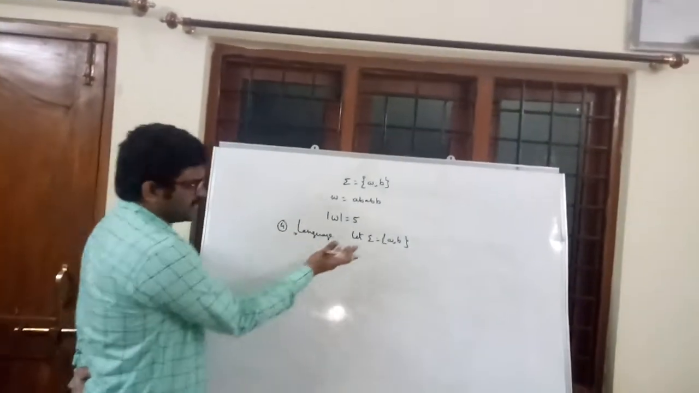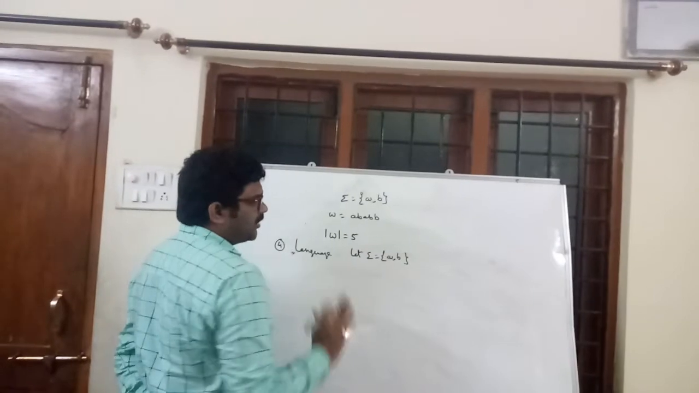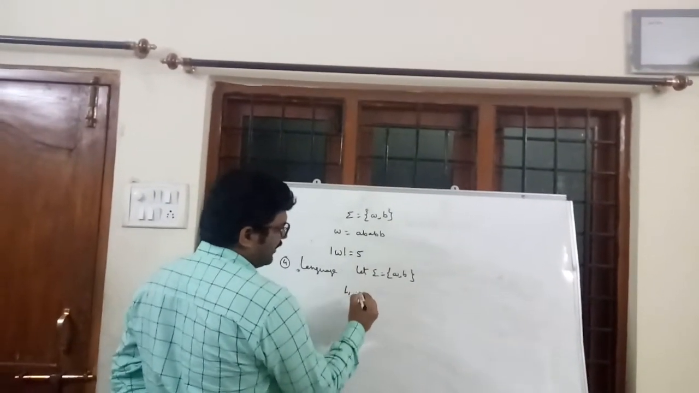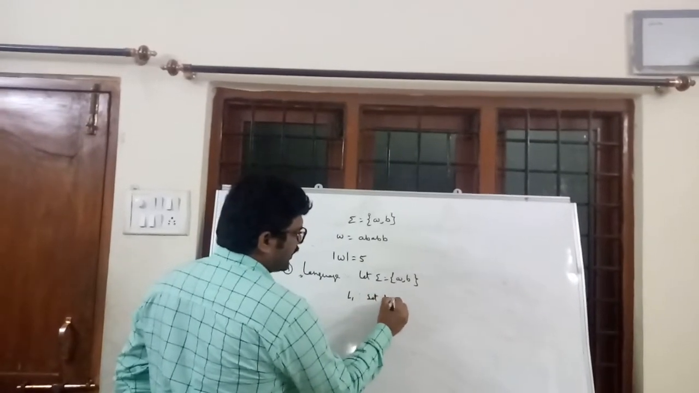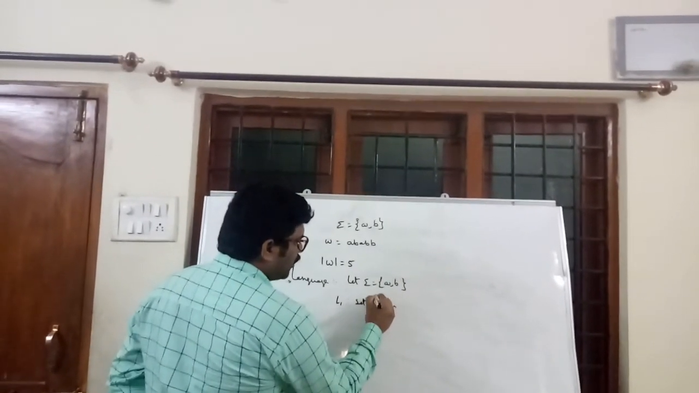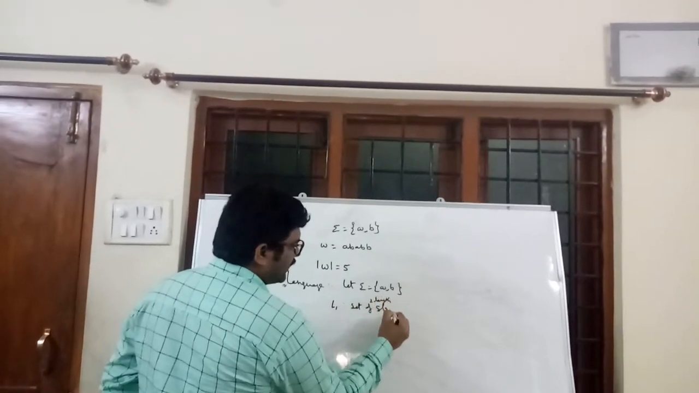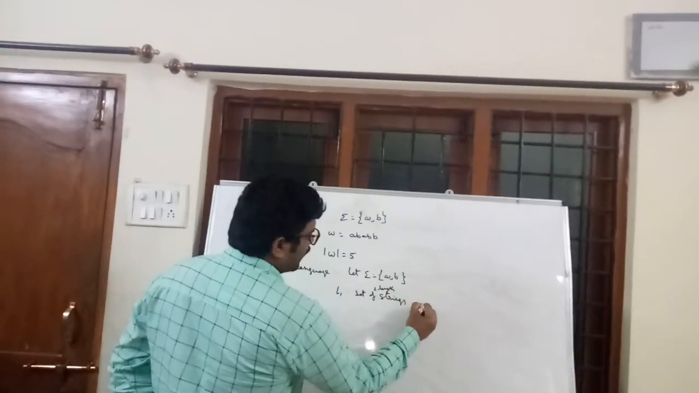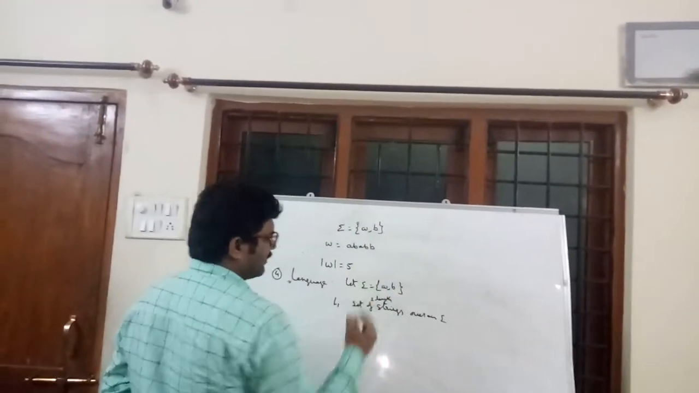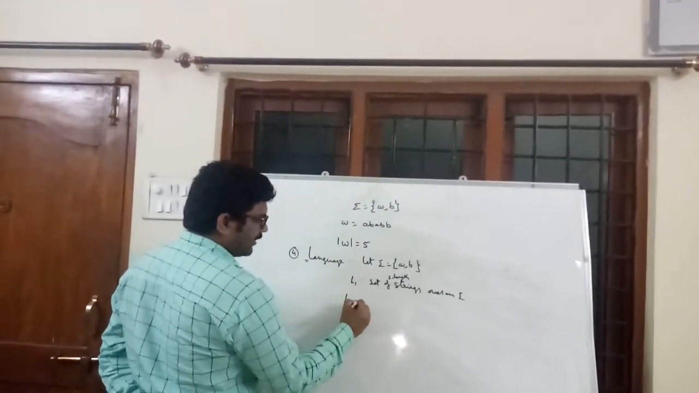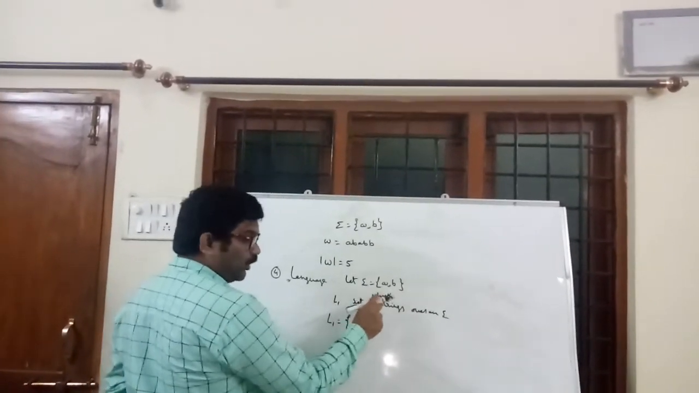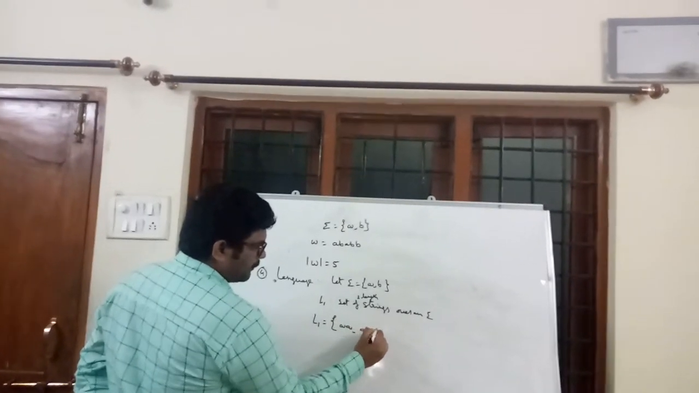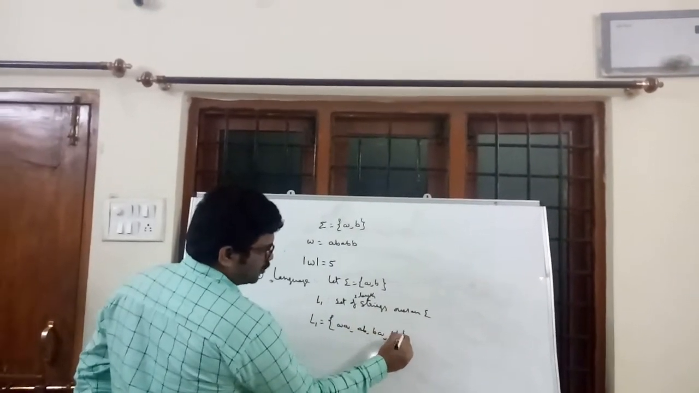So let us take an example. Let sigma be the set {a, b}. Then my language L1 is the set of all two length strings over the alphabet sigma. That means what I will get in my language L1 is the set of two length strings: AA, AB, BA, BB.